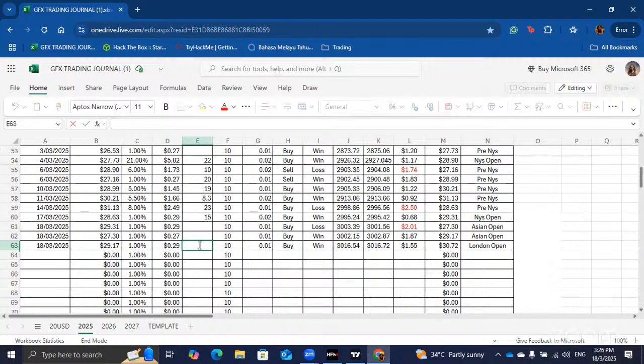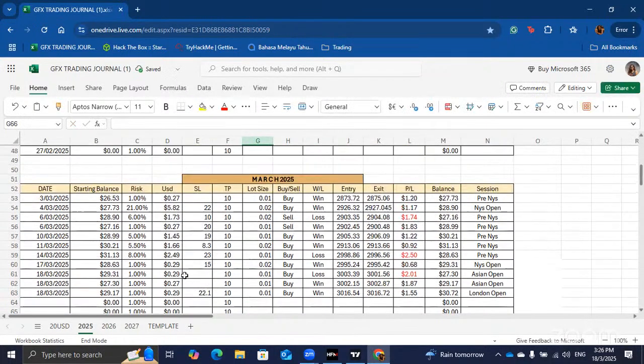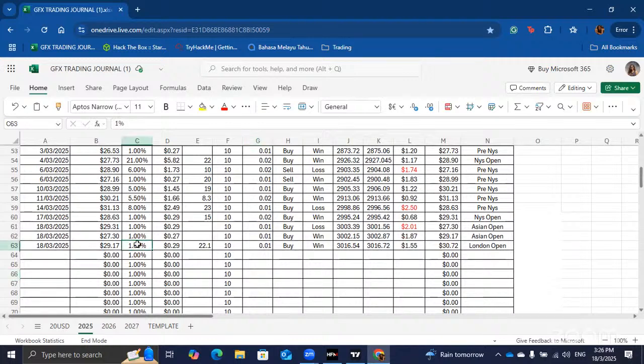This one stop loss just now was around 820. Stop loss was $2, exactly $2. No. The last trade, right? Yeah. Last trade was 22.1, if I'm not mistaken. Yeah, 22.1 right, or 22.2, somewhere there. Yeah, so this one was around $2.21.